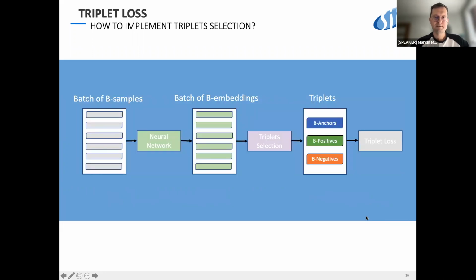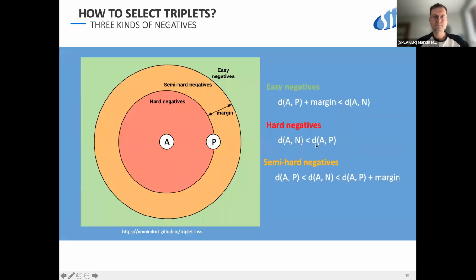In practice, triplet loss is usually used on a mini batch level. So given a batch of samples, we run them through a neural network, and we obtain a batch of embeddings, a batch of representations. And then among those embeddings, we select the triplets and add them to the triplet loss. The question that may appear here is how to select the triplets.